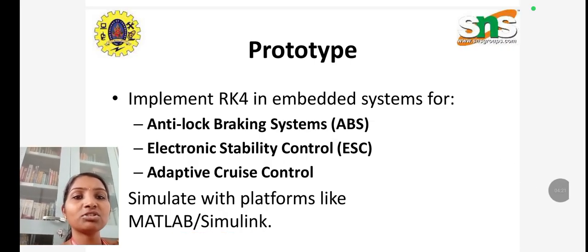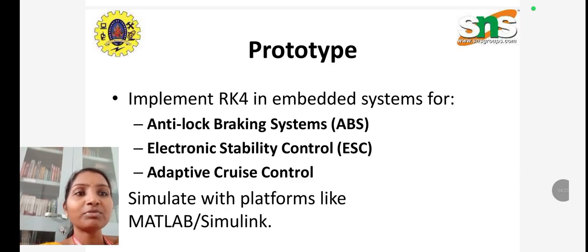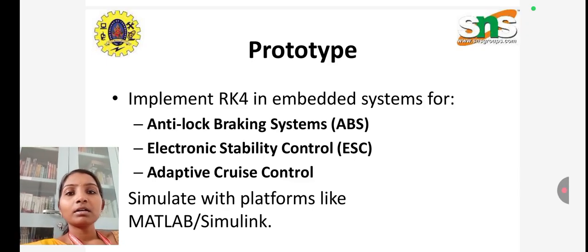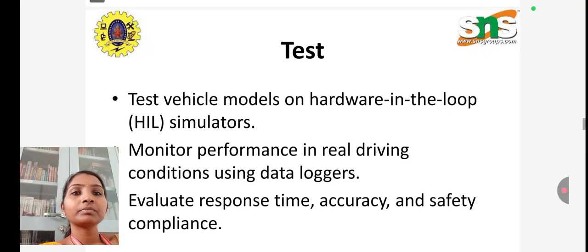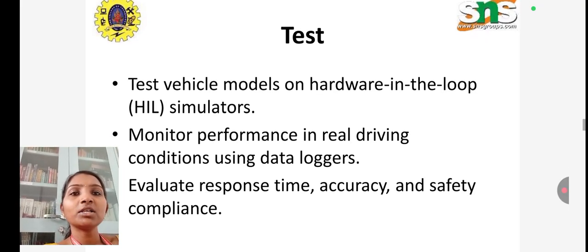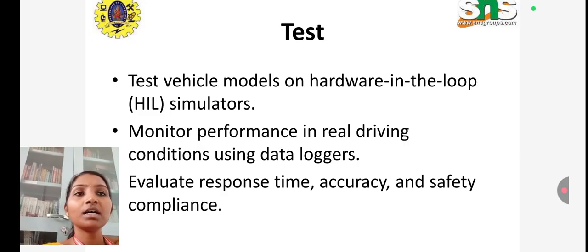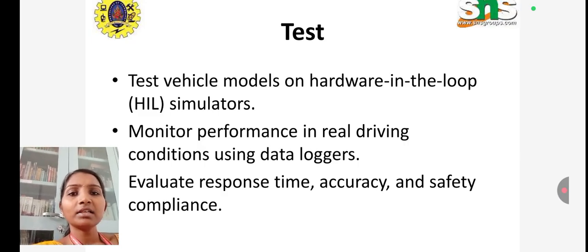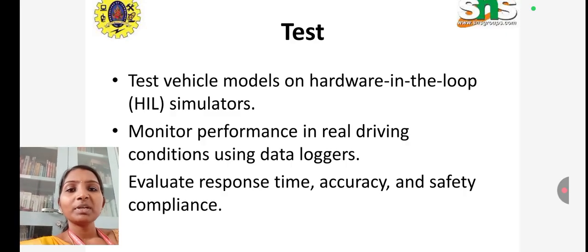MATLAB is one such simulation platform wherein we can get n number of data. So how do we test? Testing vehicle models on hardware-in-the-loop (HIL) simulators, which will be in the manufacturing processes, and monitoring performance in real driving conditions using data loggers.